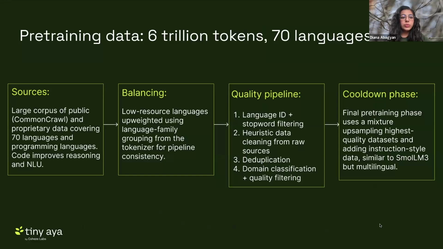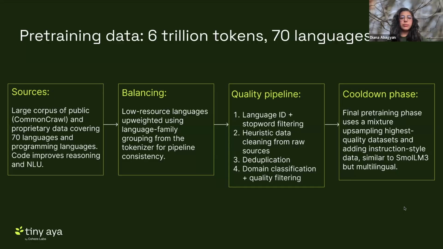Okay, moving on to our pre-training data, we used a large variety of sources. In particular, we had a large corpus of public common crawl data, and this was further filtered down. We also used proprietary data, and in total, this covered 70 languages and programming languages as well. Code was included because it's been found that code improves the performance of language, but also reasoning and NLU. There's a paper from Cohere Labs about that as well.